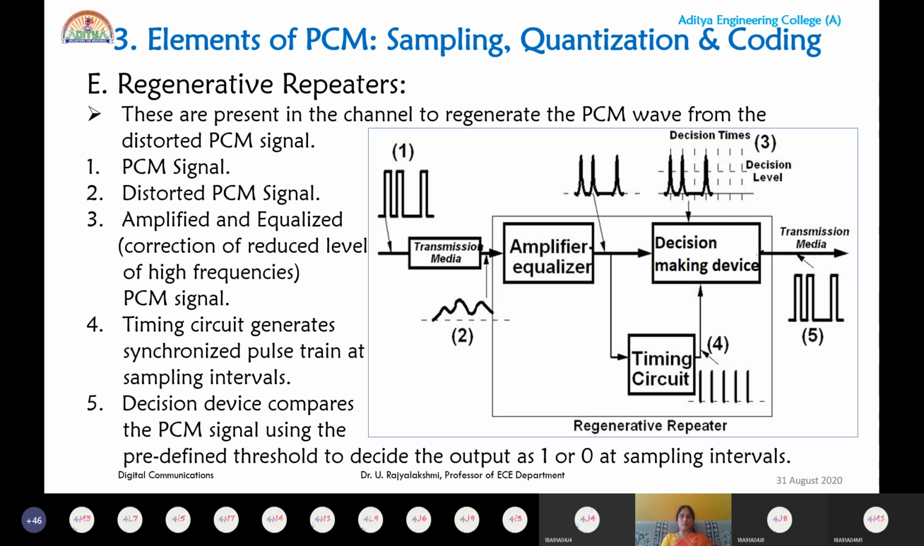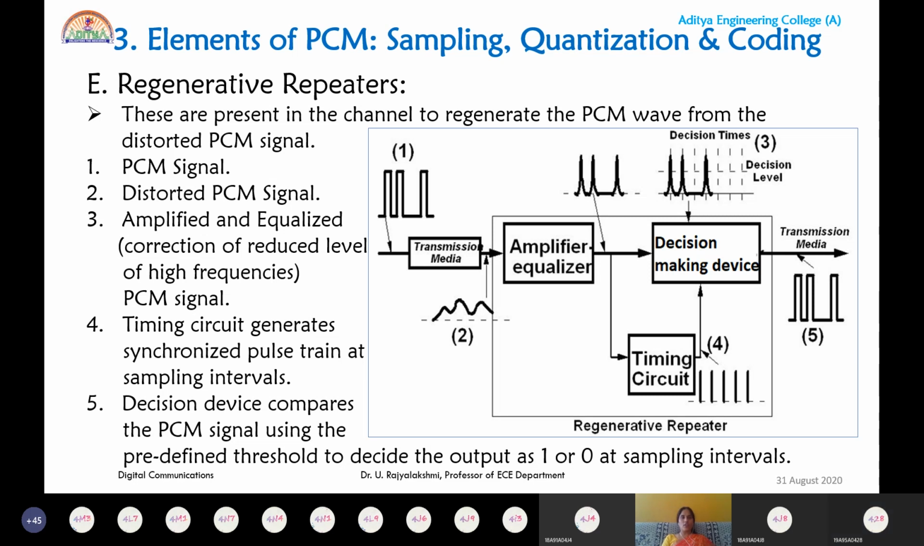Aditya, Aditya. Madam, madam. Okay, kindly explain the repeater block diagram. Did you understand? Can you repeat it once, madam? I have missed the last points. Okay, I will repeat.